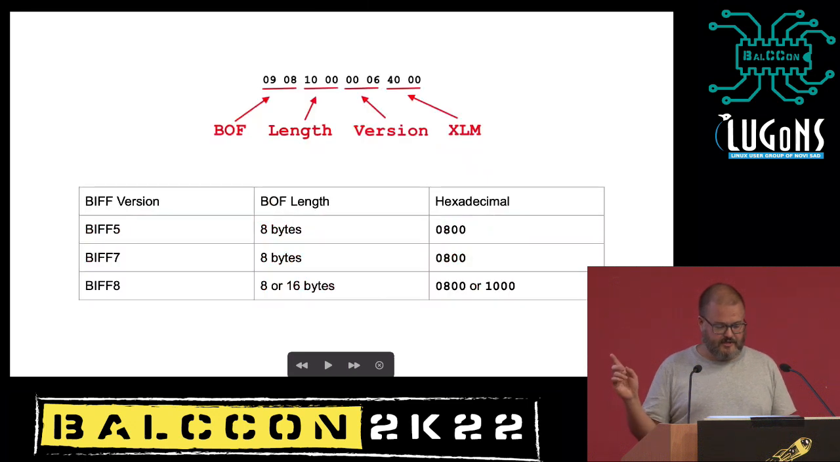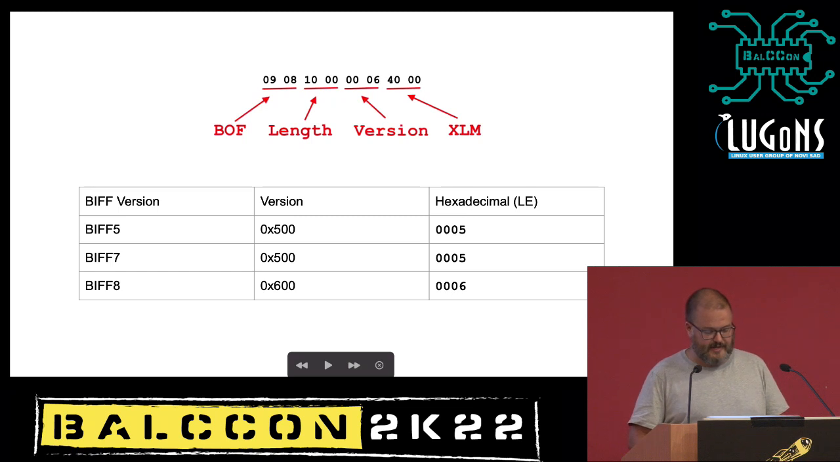So this is a chart of the different lengths. BIFF 5 and BIFF 7 both can only be 8 bytes, so you're going to see an 8 there. BIFF 8 can be 8 or 16, so both of these are valid, and you'll see 8 or 10. Then the version: BIFF 5 and BIFF 7 both have a version of 500 in hex. BIFF 8 is 600 in hex. So you can see the direction we're going here.